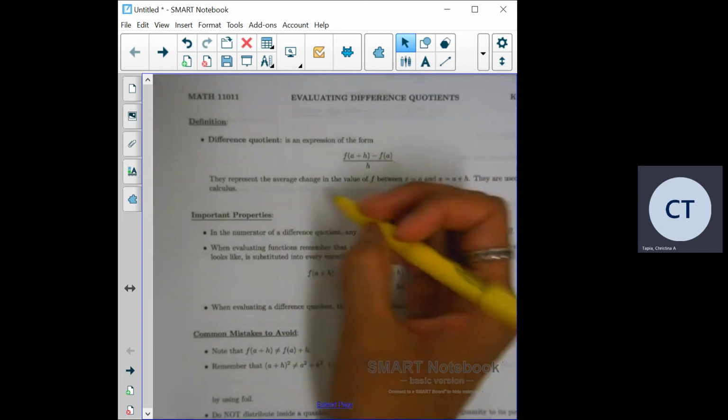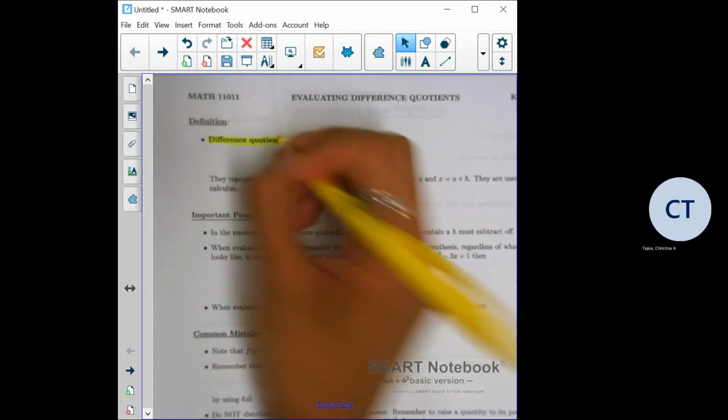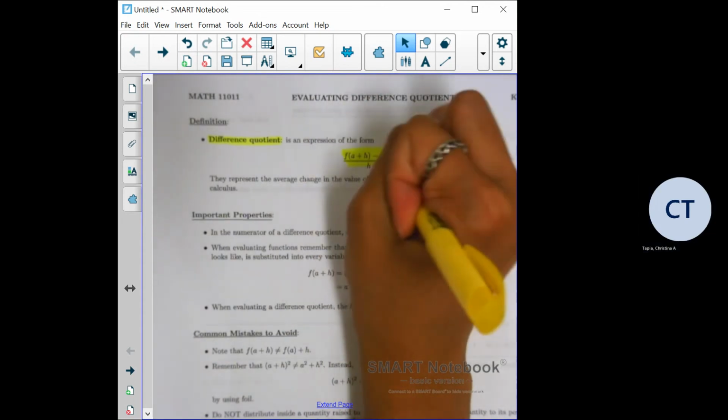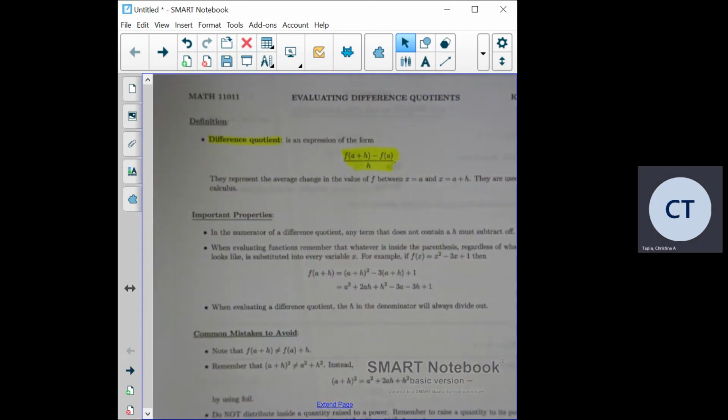But the difference quotient is an expression that's written in this form. On tests and quizzes, I'm not 100% sure if we're just going to give you this expression, or if you're going to have to know it yourself. So if I were you, I would try to put this expression to memory, but you should definitely at least try to memorize it.